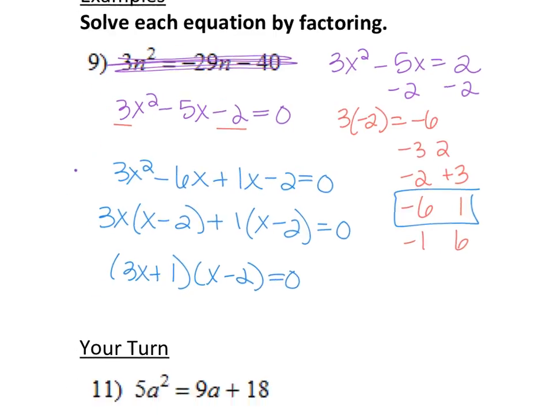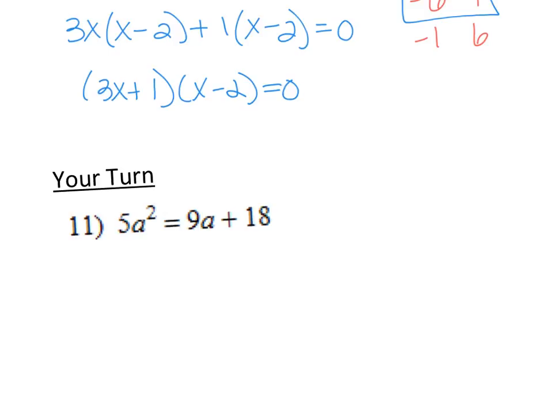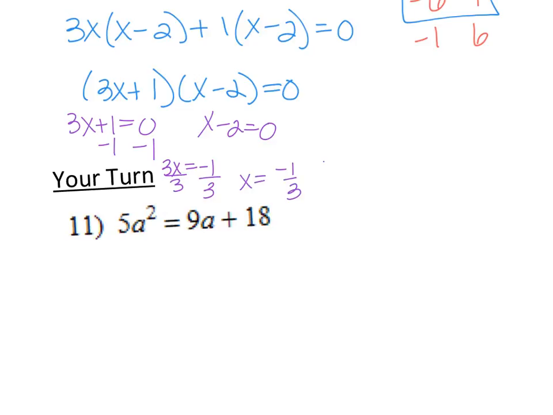Hold on, if it equals 0, what am I going to have to do? I'm going to have to split it into 2 equations. So I'm going to have 3x plus 1 equals 0, and x minus 2 equals 0. Now I solve for x. I'm going to subtract 1 from each side, so I get 3x equals negative 1, and divide each side by 3. So my first answer is x equals negative 1/3. What about the second one? I'll add 2 to each side, so then I get x equals positive 2. And here are your 2 answers.